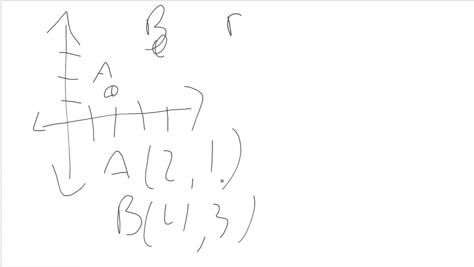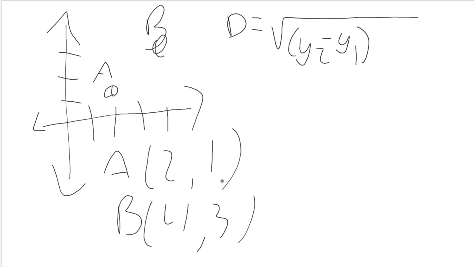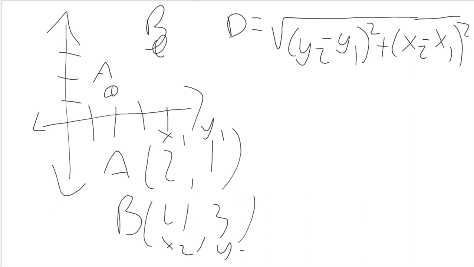The distance formula is the square root of y2 minus y1 squared plus x2 minus x1 squared. So this is just a squared plus b squared, but we have to figure out how long a is, figure out how long b is, and then our last step is to square root. So this is x1, this is y1, this is x2, this is y2.